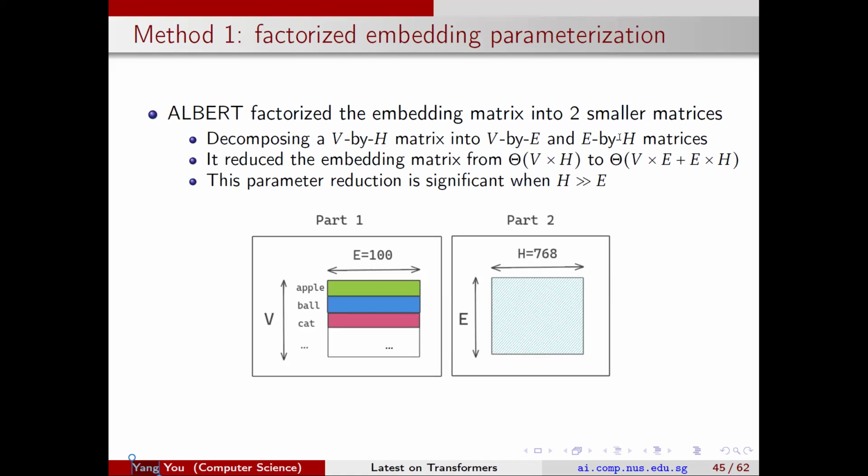Let me give you an example. For example, V is a 1 million... H is 4K. So here E can be, say, 1K. This gives 1 million by 1K, plus 1K by 4K, which means we can reduce the storage by a lot. That's the idea: factorized embedding parameterization.